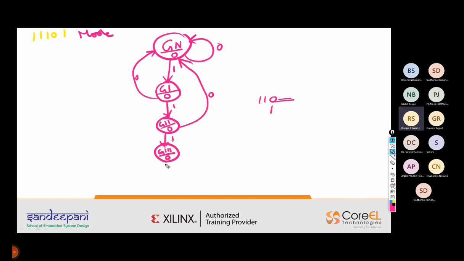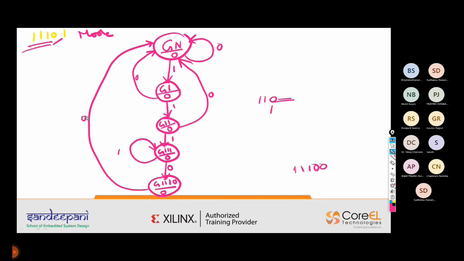In the next state, I can receive either 0 or 1. If I receive 0, that's my right direction of detection. So I'll move to a new state, but it's not my complete sequence, so output is 0. Suppose I receive 1 here, I'll loop back. I'll stay back because I can consider the latest three ones as my correct inputs of the sequence. Now in the 1110 state, if I receive 0, it means I lost my sequence. So I'll go back to GN.